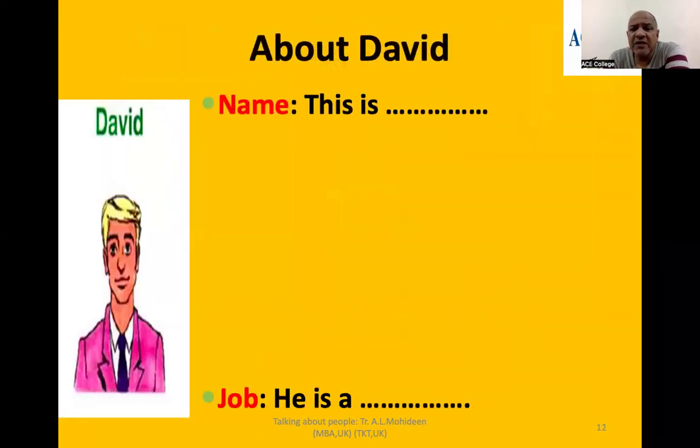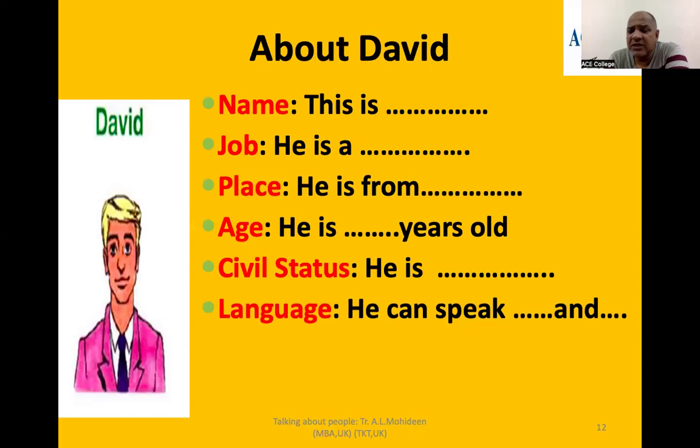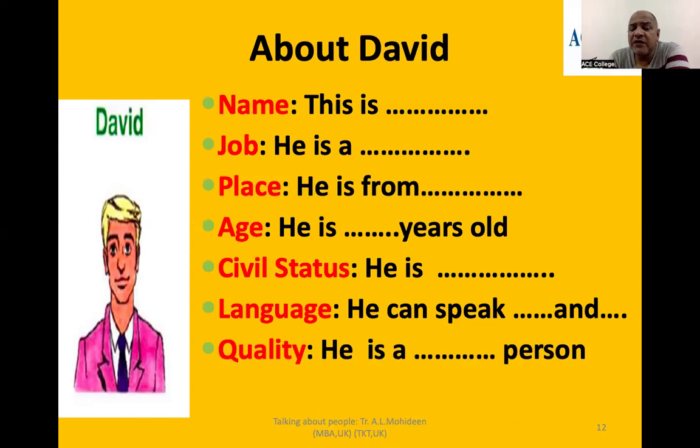So same thing, we have to follow the sentence structure. You are using: this is, he is, he is from. So you have to remember, if you are going to talk about the person, this is. Then second, if you are going to talk about the job, he is a. Place, you can talk about he is from. Age, he is years old. Yeah, 30 years old. Civil status, he is married. Then the language you can talk about. He can speak English and Tamil, right? The quality, he is a good person. Like you have to bring it.